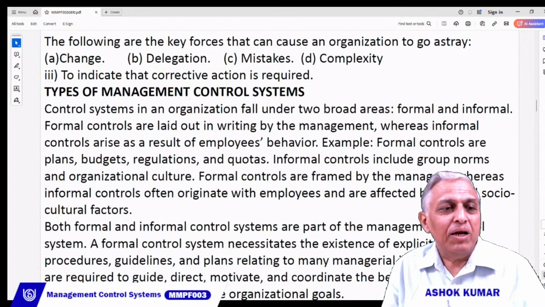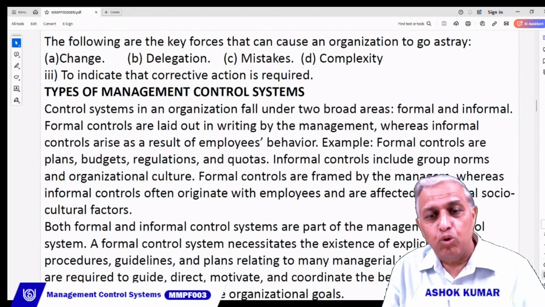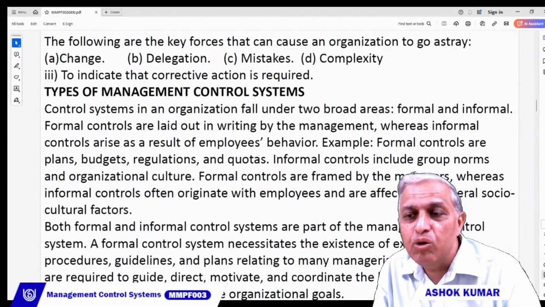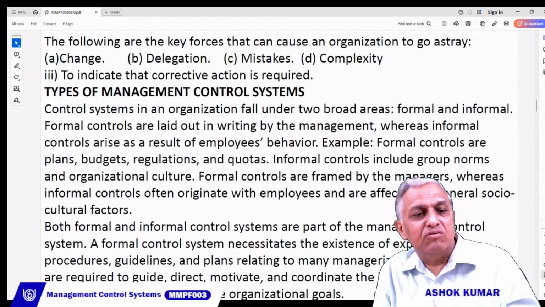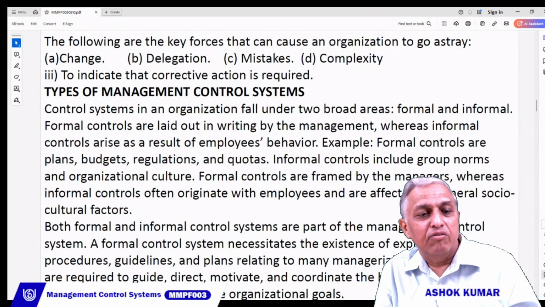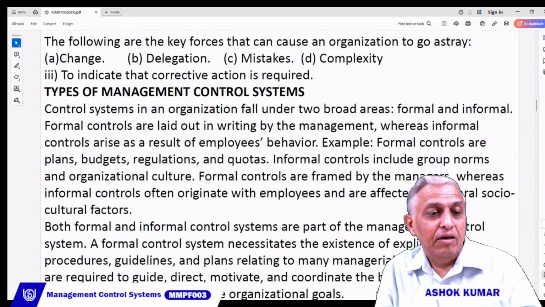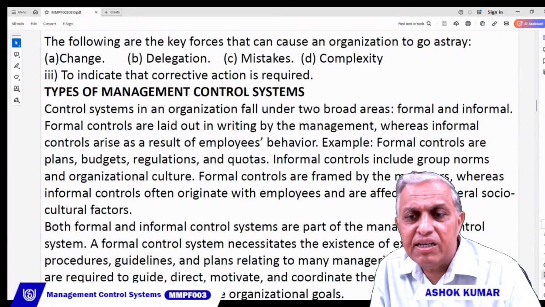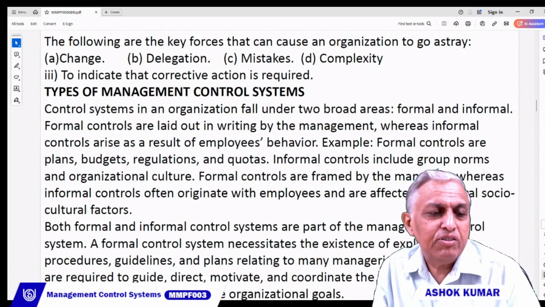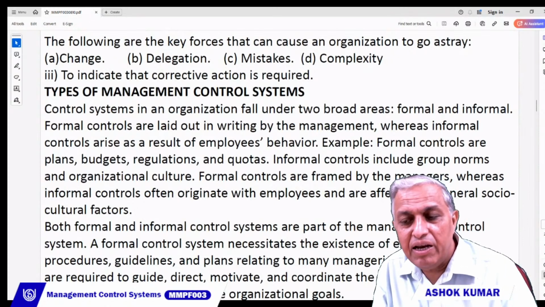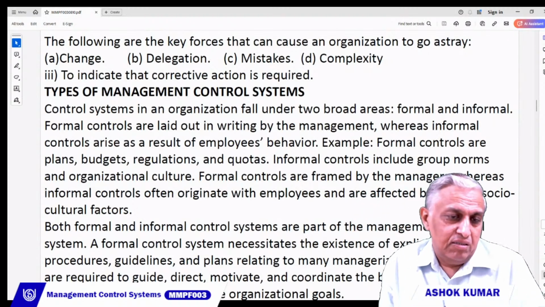For example, formal controls are budgets, plans, regulations, and codes. Informal controls include group norms and organizational culture. Formal controls are framed by the managers, whereas informal controls often originate with employees and are affected by general socio-cultural factors. Whatever socio-cultural factors they have, accordingly they will behave, and accordingly they will pose the problem or otherwise the success.